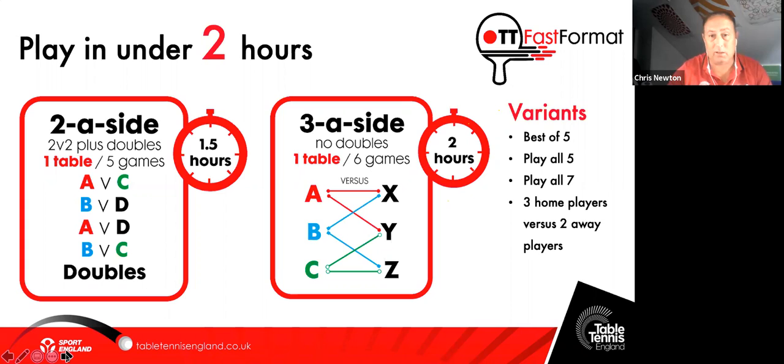Or 3-a-side, with a crossover of various players. If you follow the various colours there, you'll see which player plays which. So A, for instance, plays X and Y in the other team, C would play Y and X, B would play X and Z. So there's a crossover of 6 games, played under 2 hours.